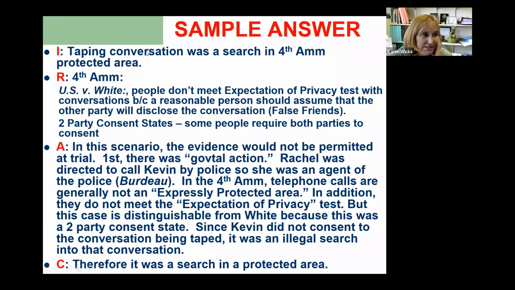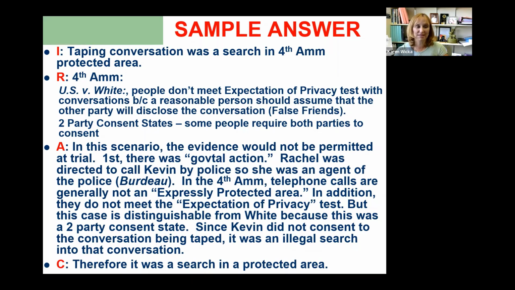So we're going to start with: taping conversations was a search in the Fourth Amendment protected area. So our introduction is actually like a conclusion. We're saying, yes, it is protected. And then the precedent, the rules we're going to use. So always the Fourth Amendment on a search and seizure. So the Fourth Amendment will be one of our rules. And then US versus White.